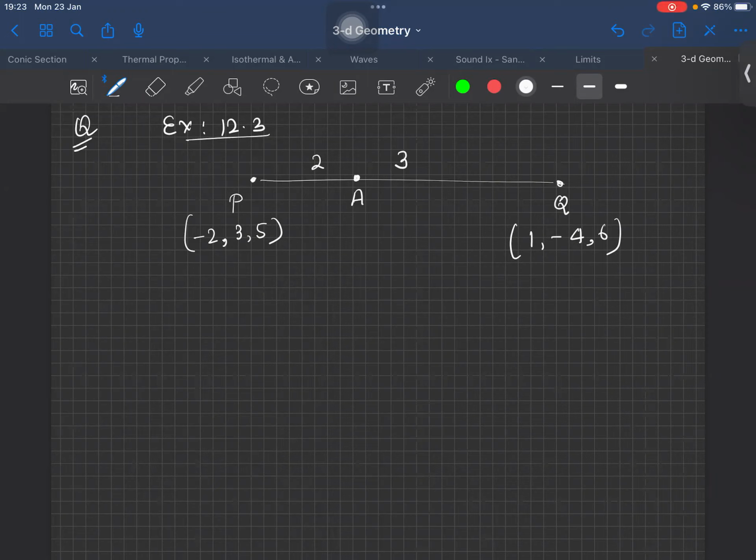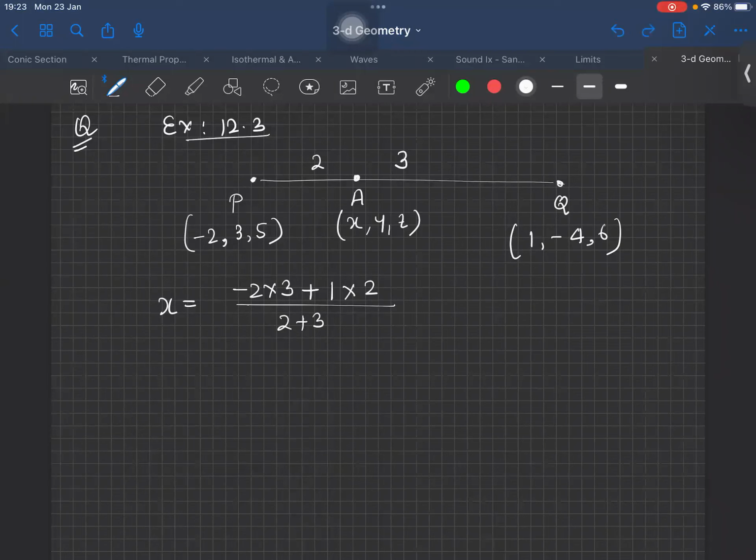Okay, we have external division as well. Yes, please someone tell me how you will find it. It's really simple, right? You just multiply. Let's say the coordinate of this point is x, y, z. So x will be equal to (-2 multiplied by 3 plus 1 multiplied by 2) divided by 2 plus 3.